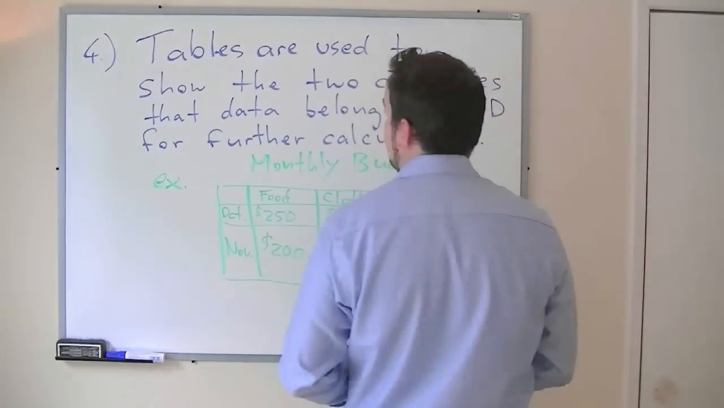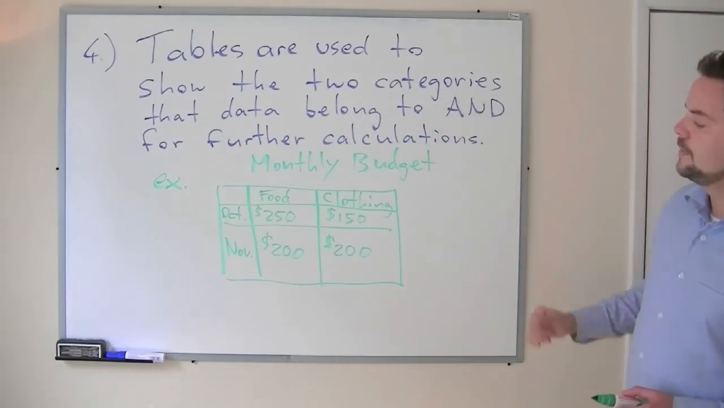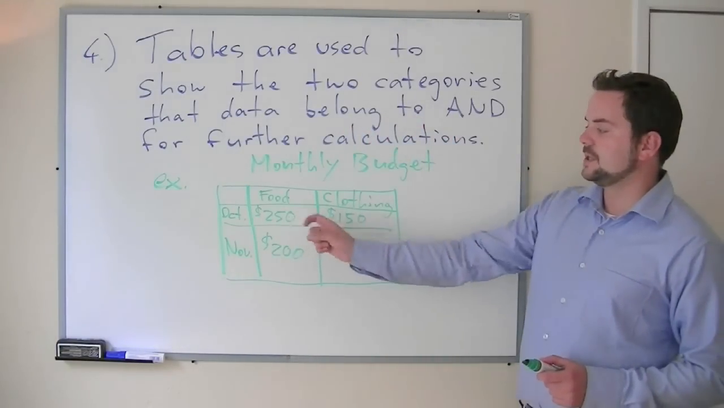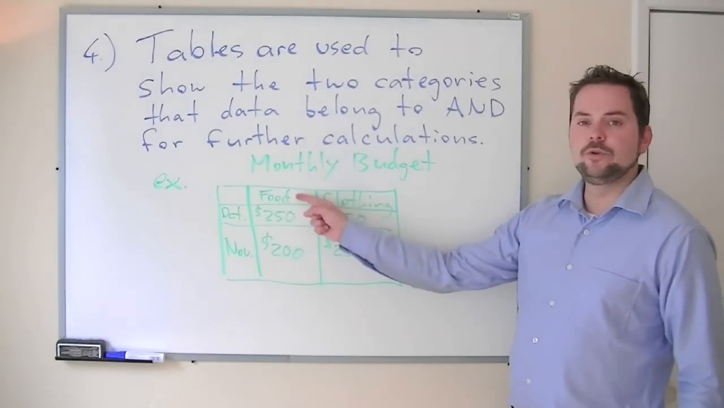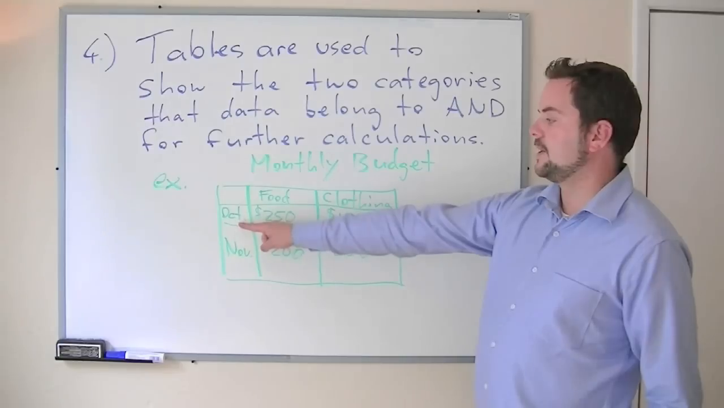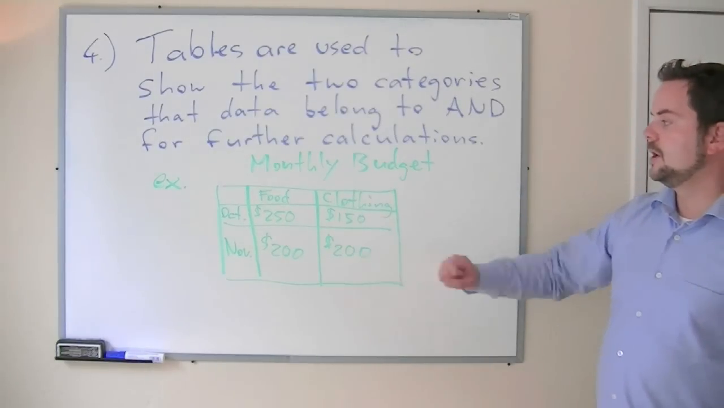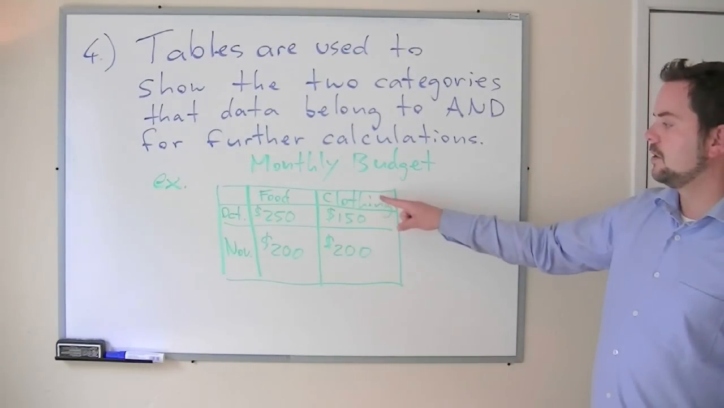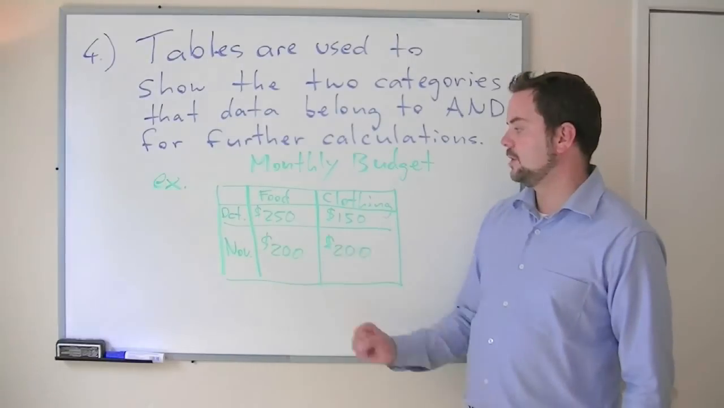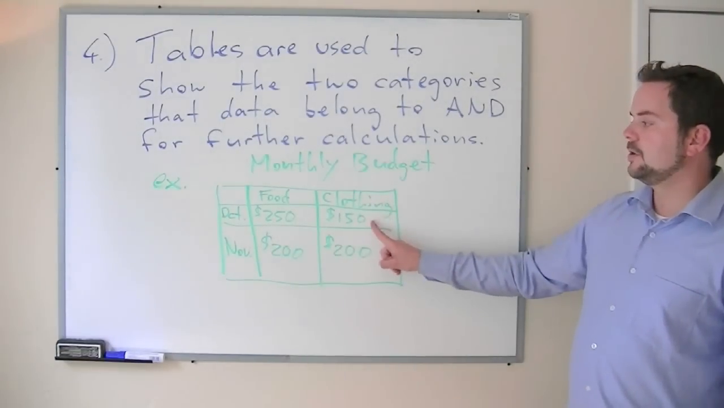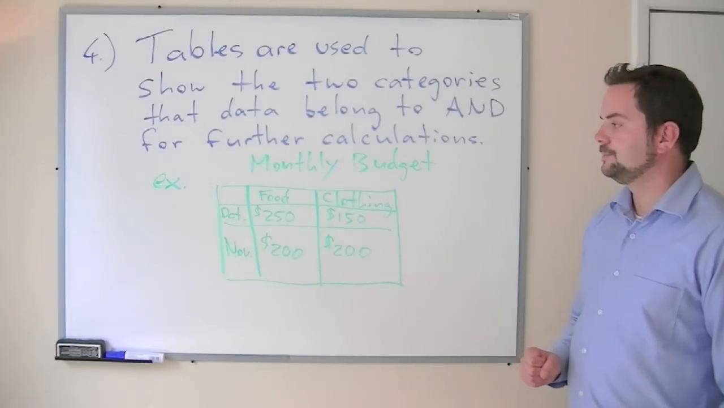Now, again, tables are used to show the two categories that data belong to. So for example, we can see that $250 belongs to the category of food and the category of October, or the month of October. $200 belongs to clothing and November, as well as for food and November, because both are $200. $150 belongs to October and for clothing.